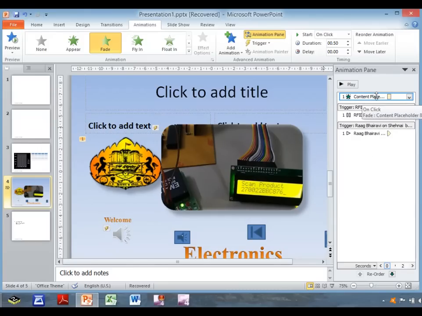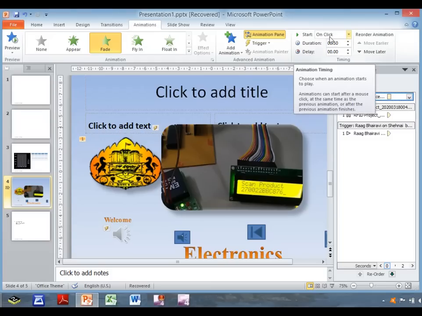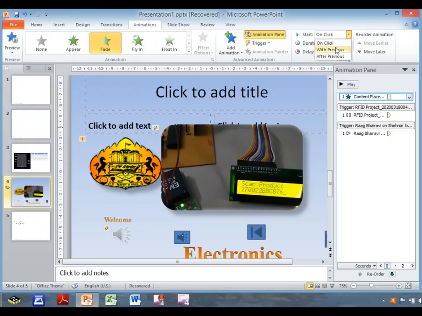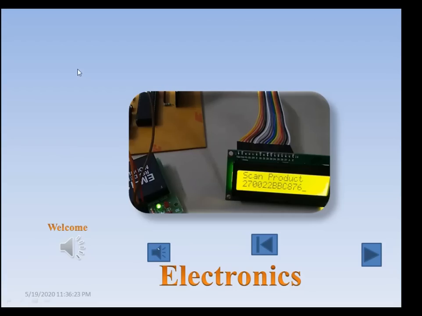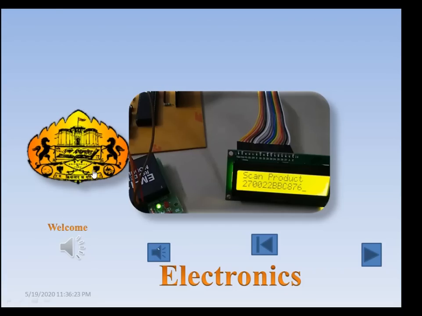See here, content place. If you want to change its starting option, then click on start on click, select it with previous or after previous, or just on click. You can change the same option from this arrow. Start on click, start with previous or after. If I kept start on click, now I will click, then this image will appear. Similarly, we can apply animation for all these objects, then we will get them in slideshow, otherwise they will disappear.